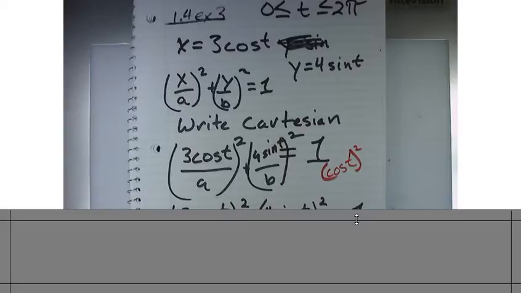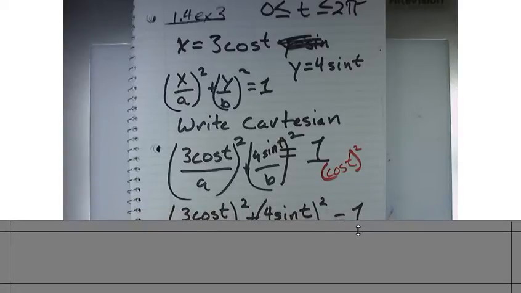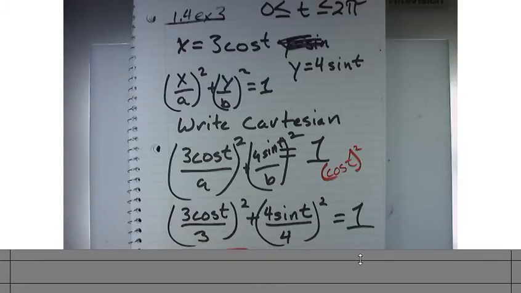Don't leave yet. What could I plug in for A? 1? No. 5? I want the left-hand side to be cosine squared plus sine squared, right? Because we know that that equals 1. You have to multiply by 3. So what do my A and B have to be? A is 3, B is 4.